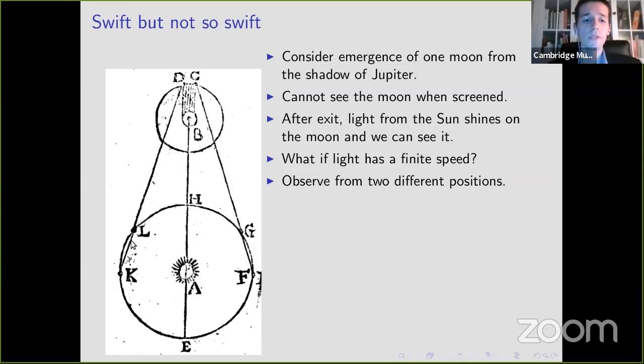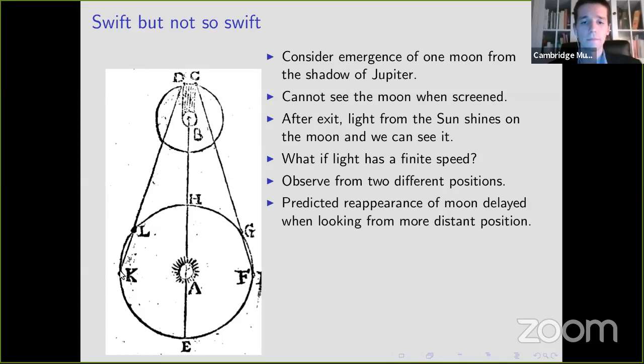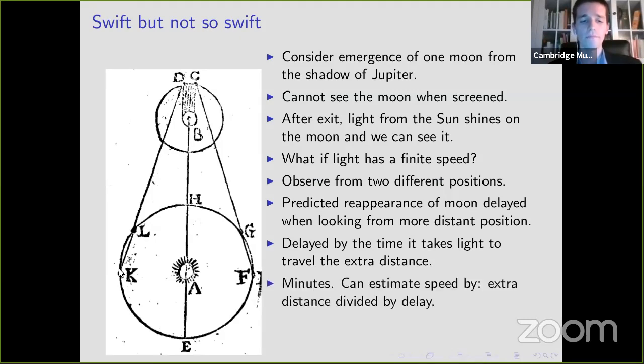We consider observing from two different positions, L and K. The predicted reappearance of the moon would be delayed when looking from the more distant position, K. This is because it's delayed by the time it takes light to travel the extra distance. This is a matter of minutes. You may have heard that it takes the light 8 minutes to come from the sun and reach Earth. So this is also a matter of minutes.